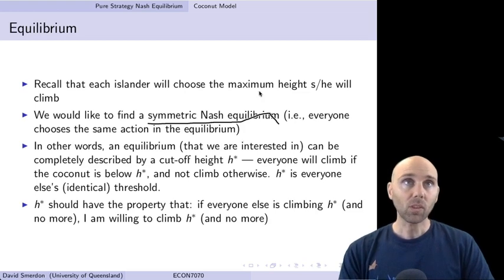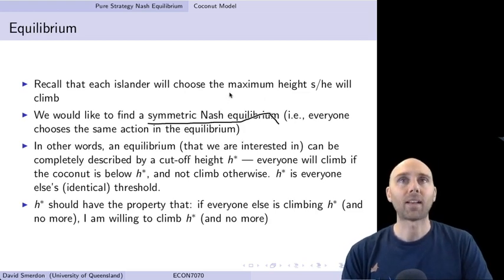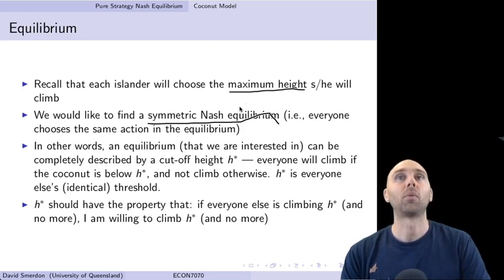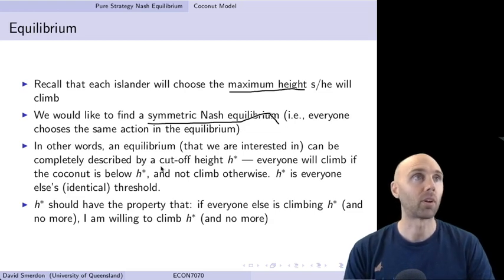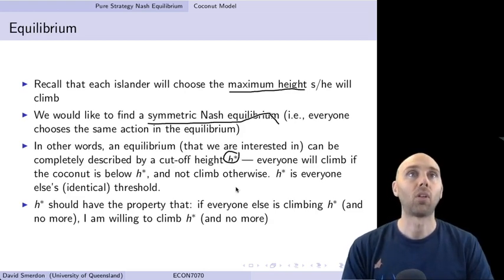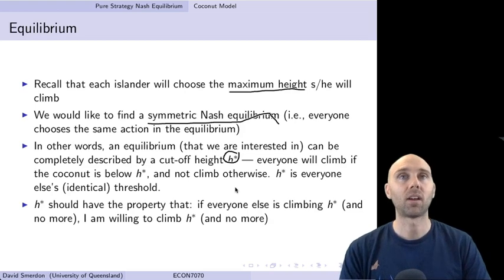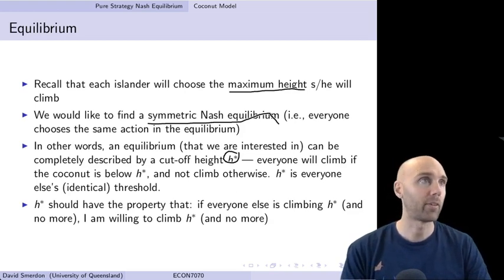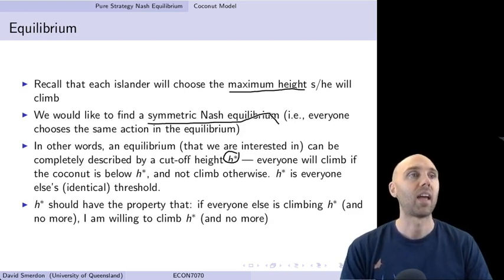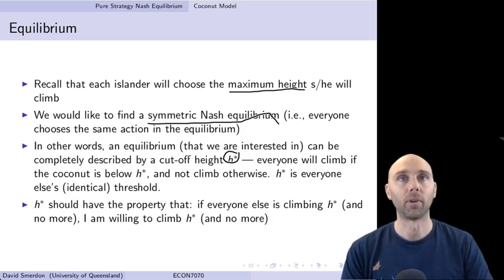So we're interested in finding this maximum height that each islander will choose. And the equilibrium we're looking at can be completely described then by some threshold height or cutoff height, which we'll call H star. So this H star is a point where everybody will climb if their coconut is below H star, and if it's above H star, they won't climb. So this is going to be a threshold that is identical for everyone, and that's why we call this a symmetric Nash equilibrium.